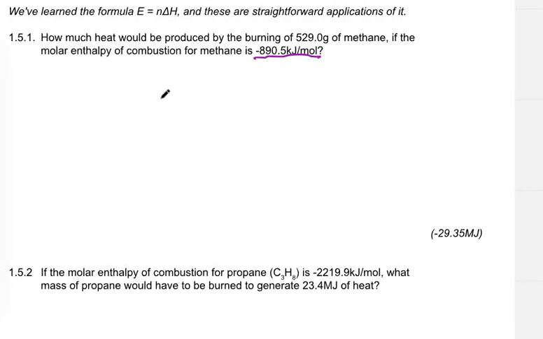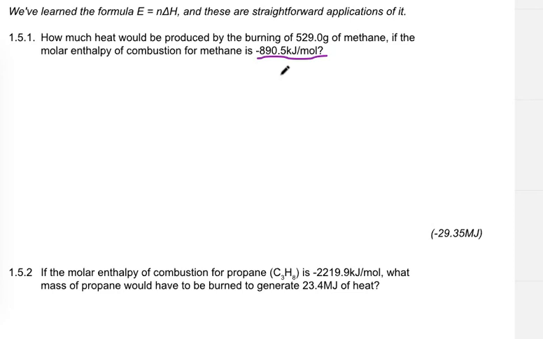Welcome back. So we've got this new formula, enthalpy equals n delta H, and let's see how this thing actually works in practice. These first questions are really straightforward uses of it. They say the molar enthalpy of combustion for methane is negative 890.5 kilojoules per mole. This means every time you burn a mole of methane, 890.5 kilojoules of heat is released. We know it's released because the number is negative.